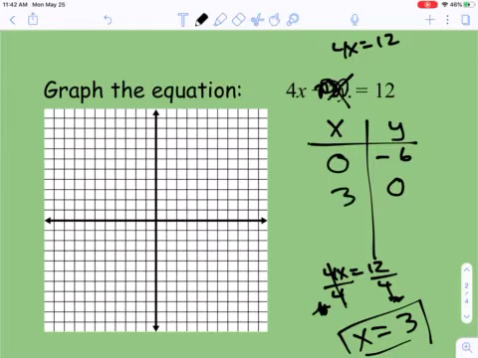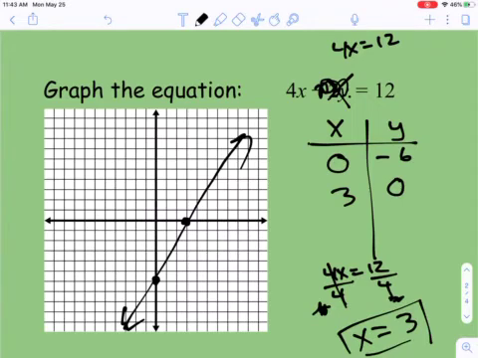I have 2 points now. I have the point 0, negative 6, which is down here, about right there. And I have the point 3, 0. In case you didn't recognize what we were doing, we were actually graphing by using x and y intercepts, but I wanted to show it to you in the form of a table. Then we just draw a line that goes through it. Try to occupy as much of the graph as you can with your line, and you're good to go.